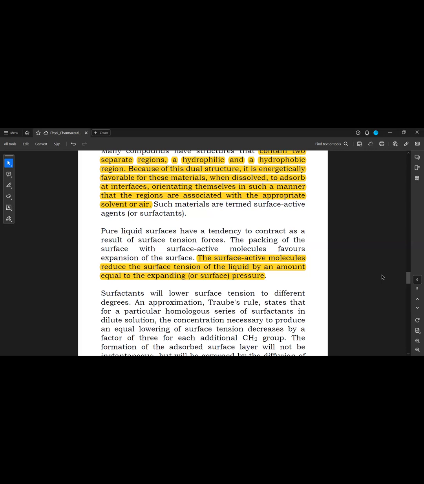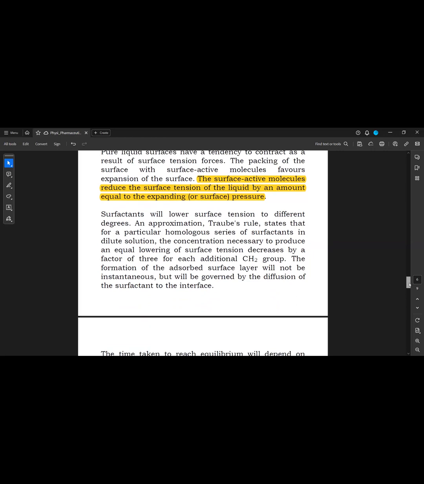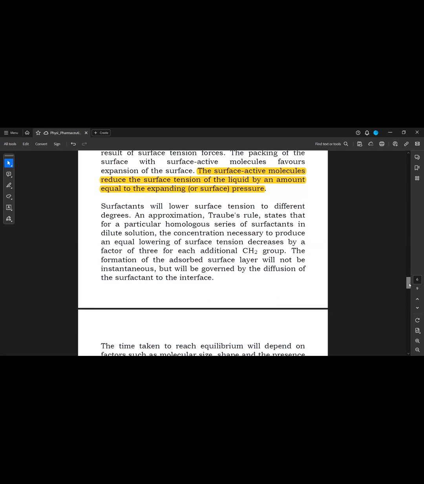An approximation, which is known as Traube's rule, states that for a particular homologous series of surfactants in a dilute solution, the concentration necessary to produce an equal lowering of surface tension decreases by a factor of 3 for each additional CH2 group. The formation of the adsorbed surface layer will not be instantaneous, but will be governed by the diffusion of the surfactant to the interface.